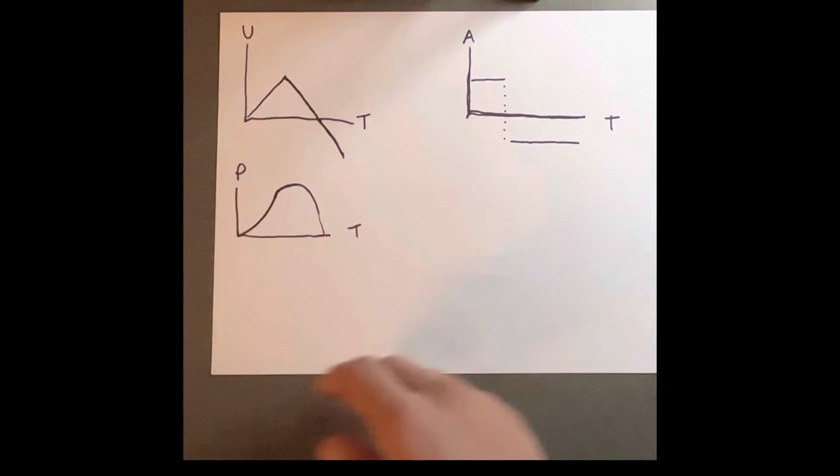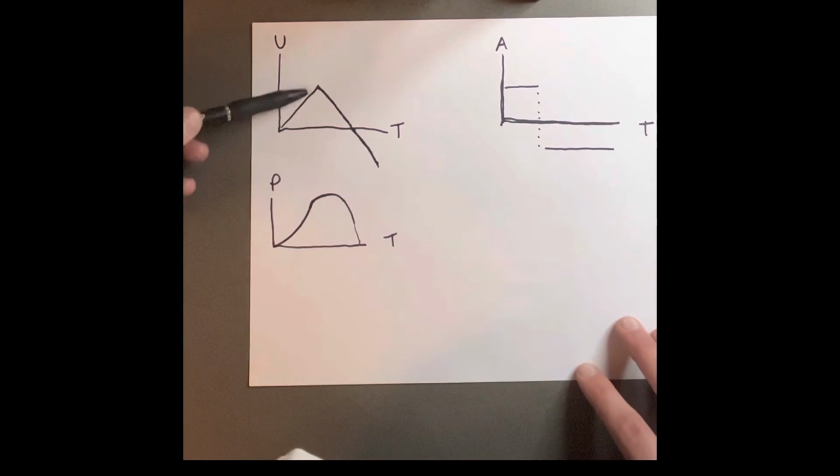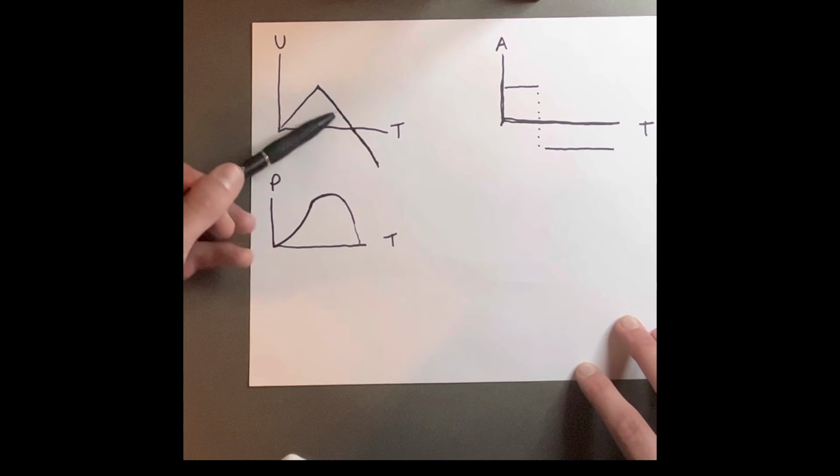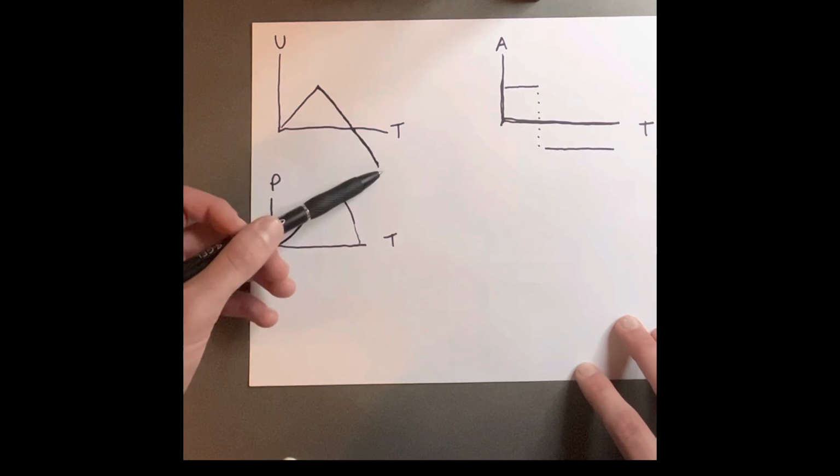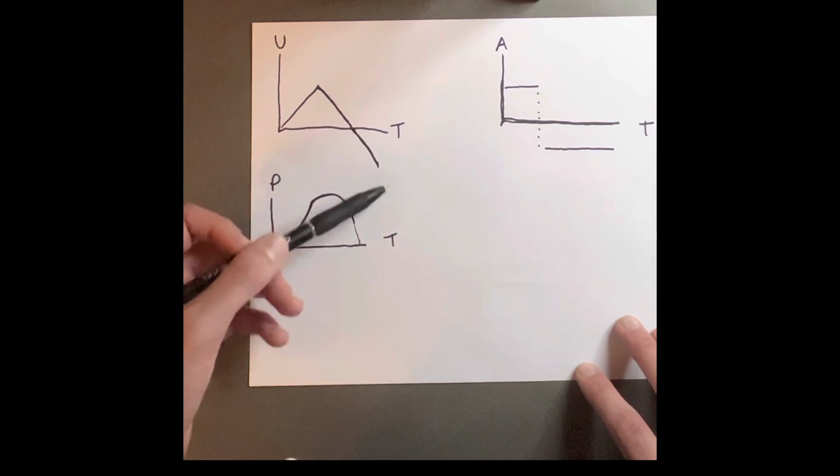Here, I drew some motion diagrams. You can see our velocity is increasing, and then our velocity is affected by the negative acceleration, then here it's 0 at the peak, and then it goes to the bottom.